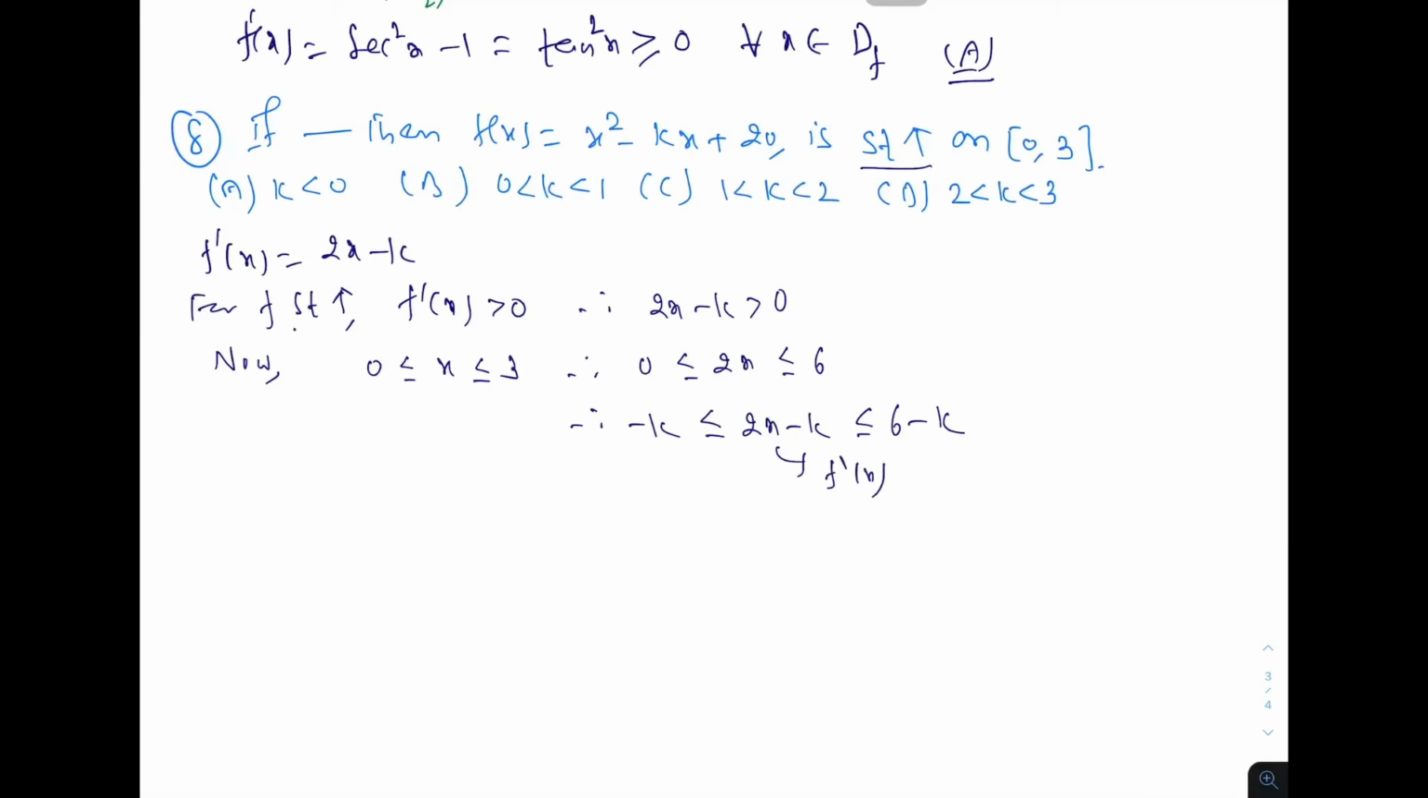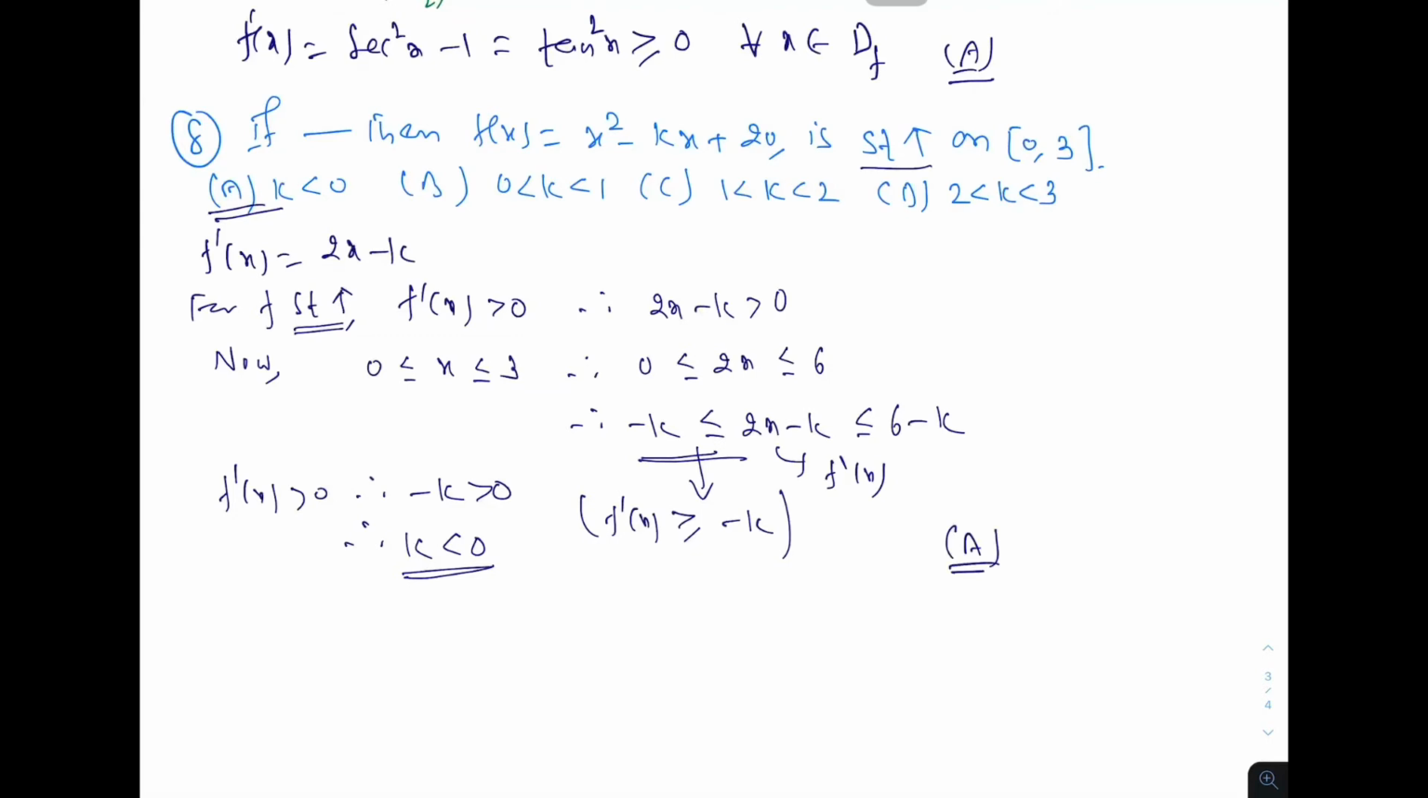Now see, f is strictly increasing. So f dash x should be strictly greater than 0. So minus k should be greater than 0, because f dash x is greater than or equal to minus k from here. So that should be greater than 0, and therefore k should be less than 0. So the answer is k less than 0. So option A is the answer.